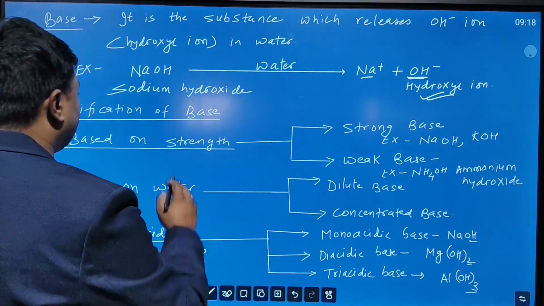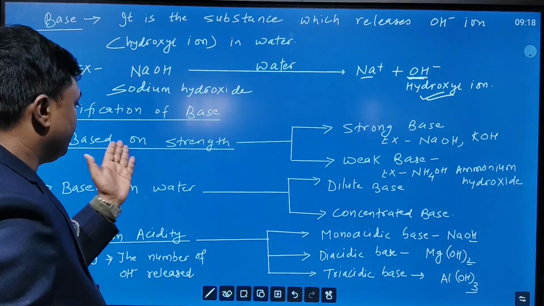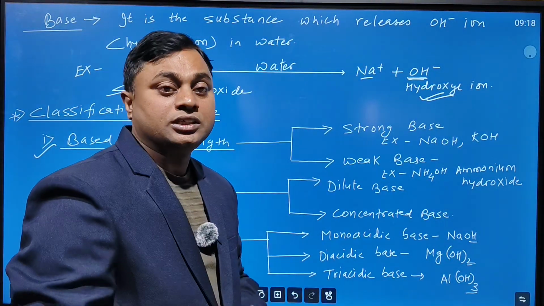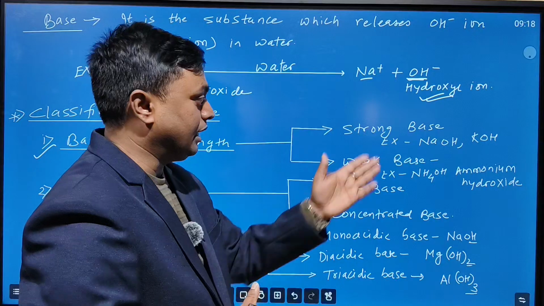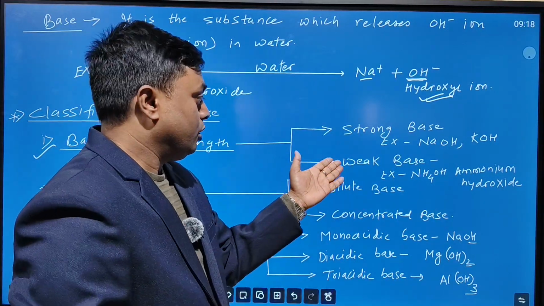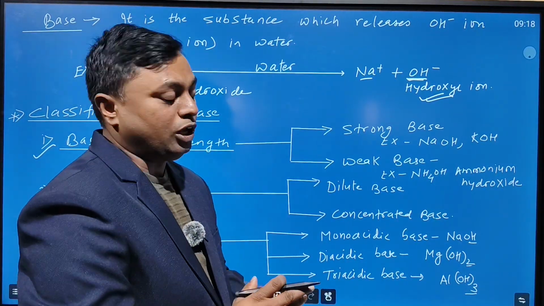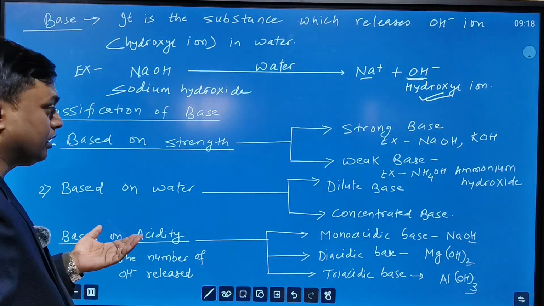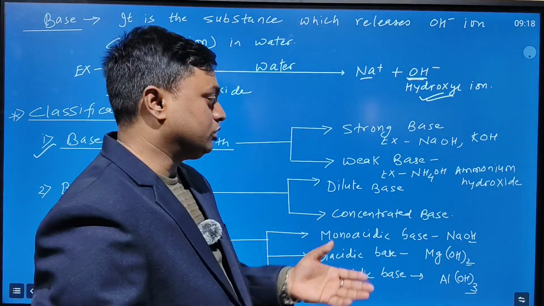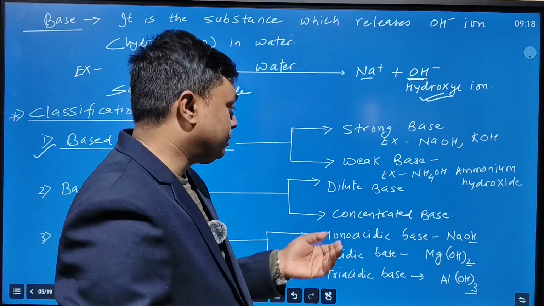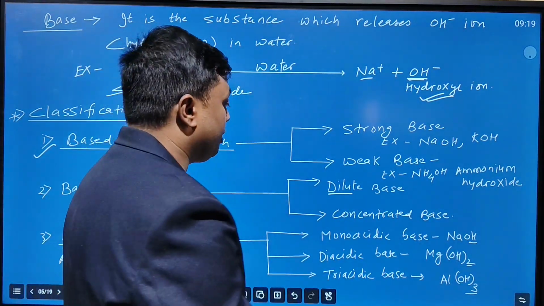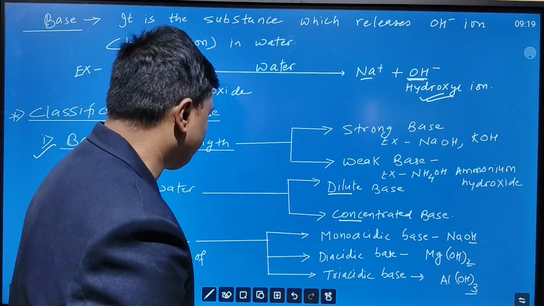When we talk about the classification of bases, it is the same. Based on strength, we have a strong base and a weak base. A strong base completely dissociates into ions, like NaOH, KOH. A weak base partially dissociates into ions, like ammonium hydroxide, NH4OH. Based on water, again a dilute base and a concentrated base. If water present in the base is more, it is a dilute base. If water present in the base is less, it is a concentrated base.